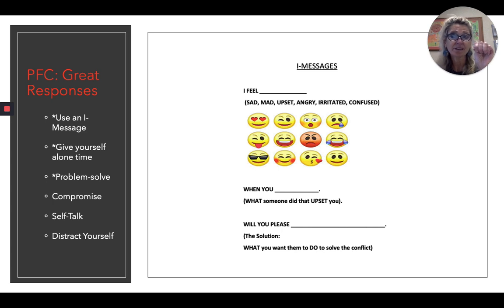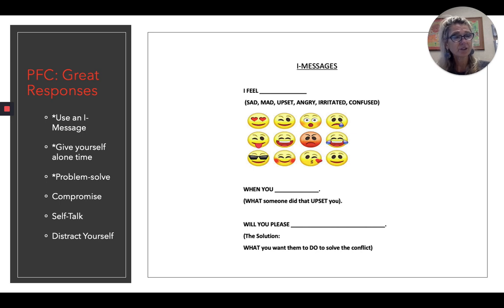It could be an I-message. It could be give yourself alone time, maybe to problem solve. What do I need to do to fix this? It could be to make a compromise. Well, maybe you can do this first, and then I can do it, and then we can switch. That's a great compromise. Self-talk is so important. I'm okay. I've got this. It's okay. I'll be fine. Or distract yourself and maybe go do something else. Remember, we're going to be using I-messages because they're a great way of problem solving.